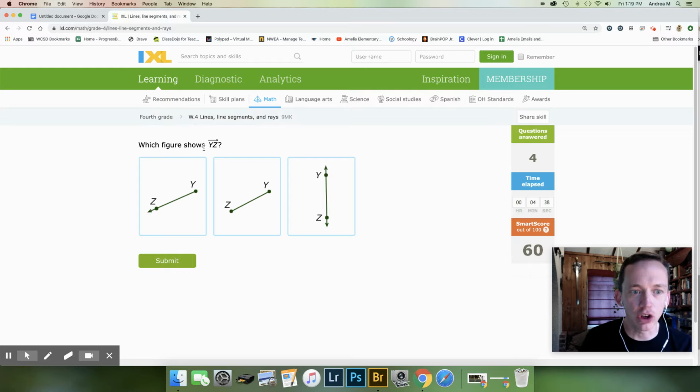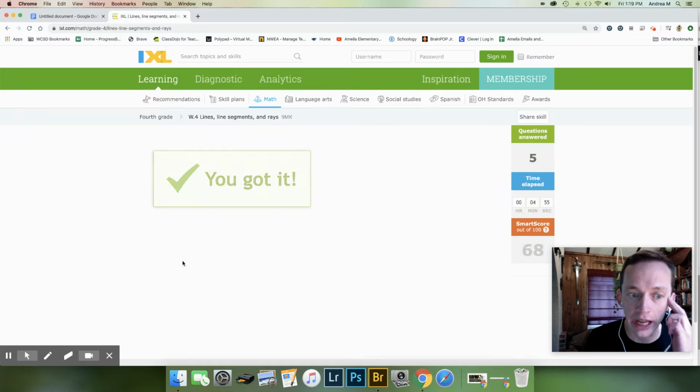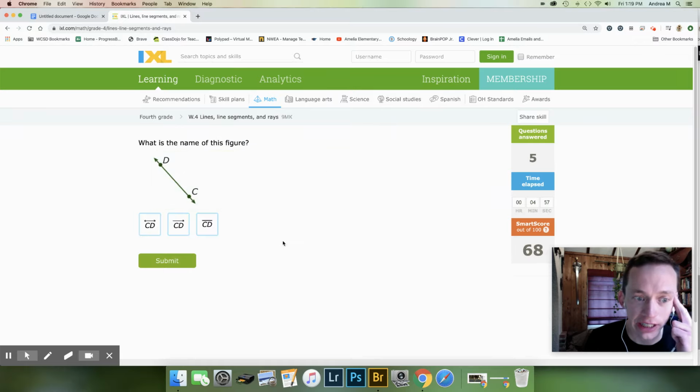Which figure shows YZ? Now look at that little symbol at the top. It has only an arrow at one side. It starts at Y and it goes through Z. So what I'm looking at is I'm looking at this one right here. This is ray YZ.